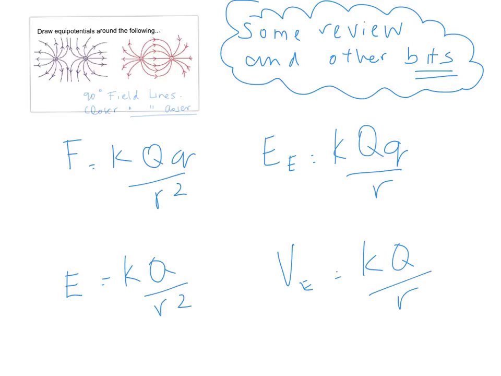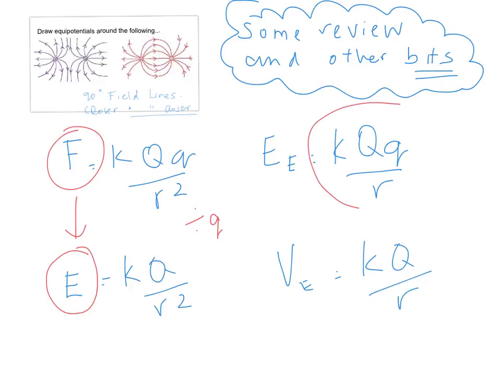So here we can see all four formulas together. You have force, and then force per unit charge, which is electric field. So we get from here to here by dividing by charge. Our electrical energy, our potential electrical energy is kQQ over r, and we divide by Q, the charge in the field, to give us the potential, which is kQ over r.